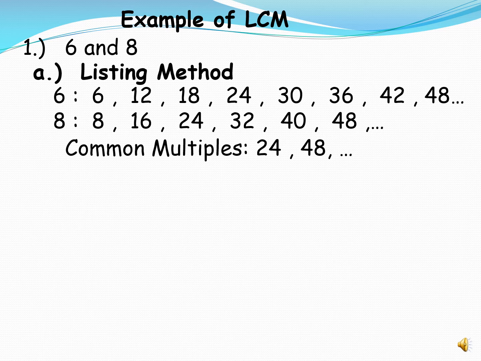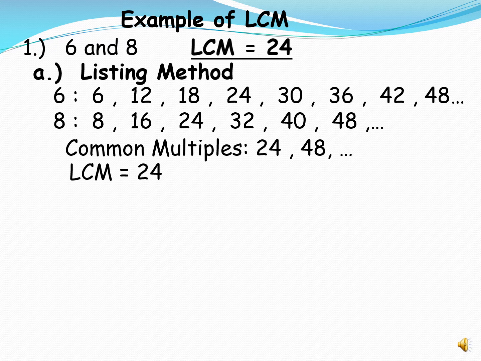Common multiples, we have 24, 48, and so on with the multiples of 6 and 8. So least common multiple is equal to 24.